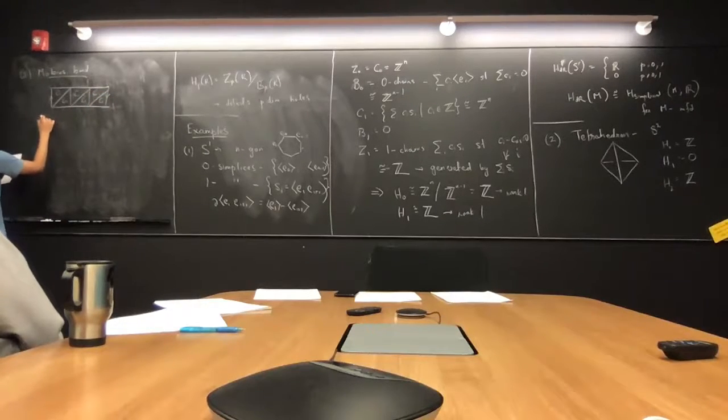H0, as always, is going to be Z. H2 is 0 because that's just a general property of p-dimensional simplices. H1, what is this going to be?